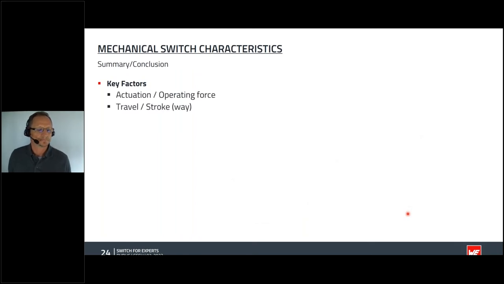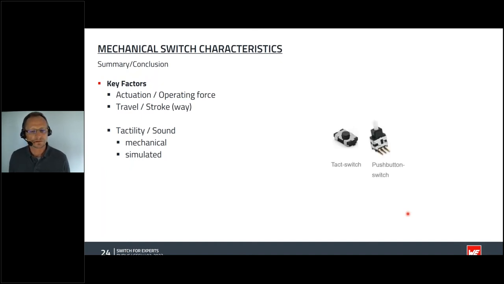So let's sum up. There's no general value for a direct full comparison. Main factors are force and travel and the tactility or haptics. So let's have a look at two different switches that we want to compare. And they are really different, just as an example here. So we see the tact switch and we see a push button switch which has a much longer way. And maybe this could help you to visualize differences.